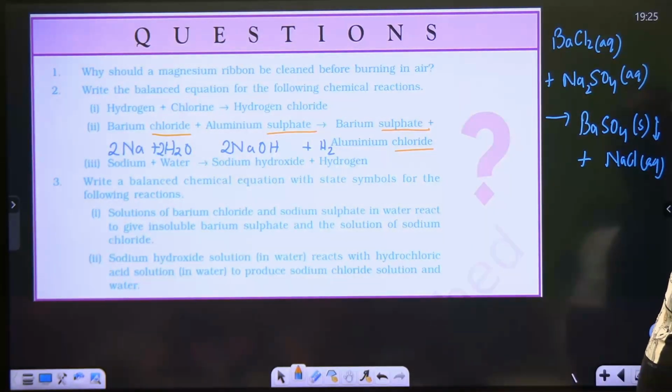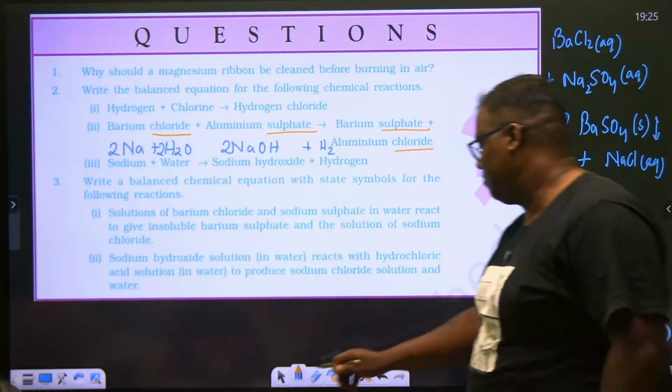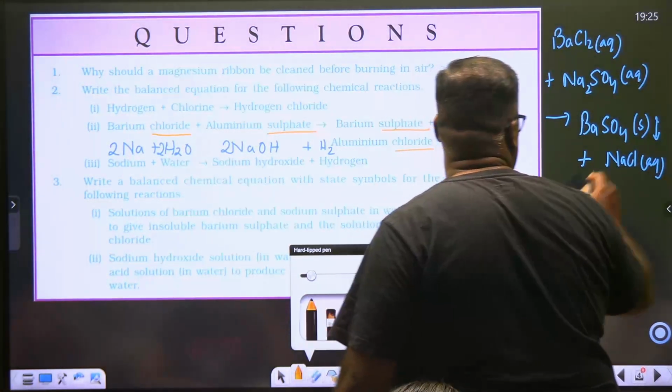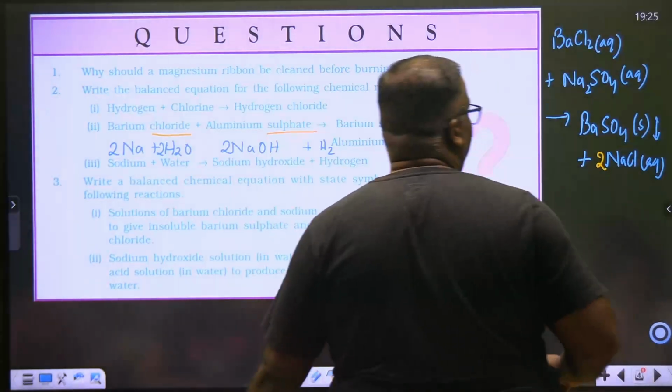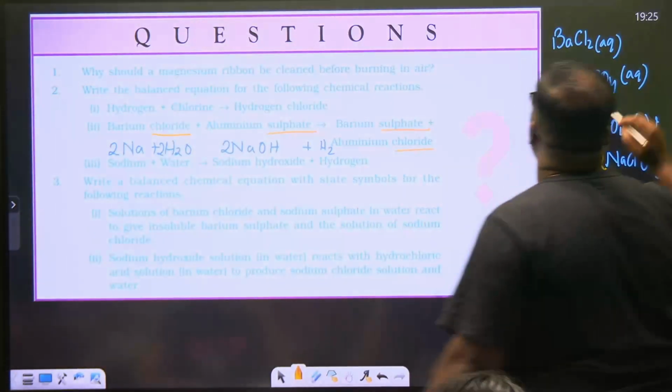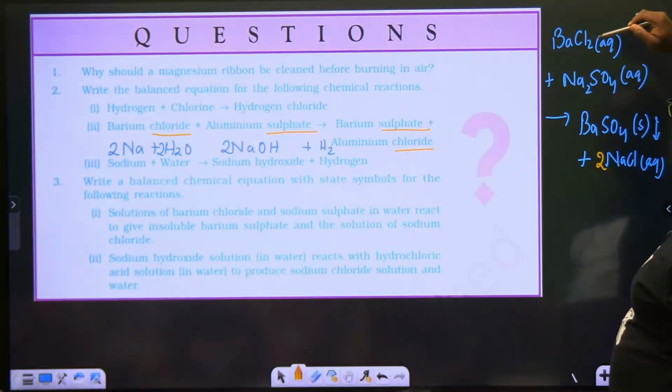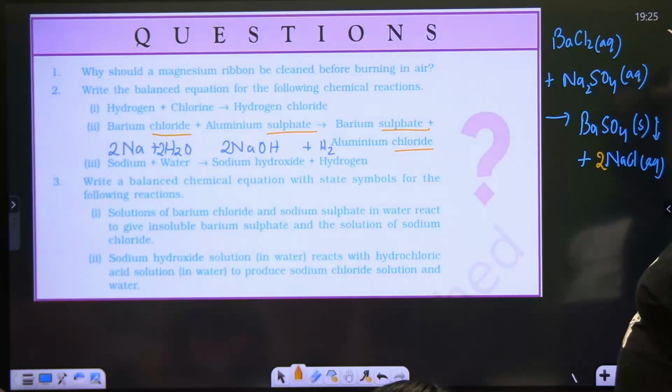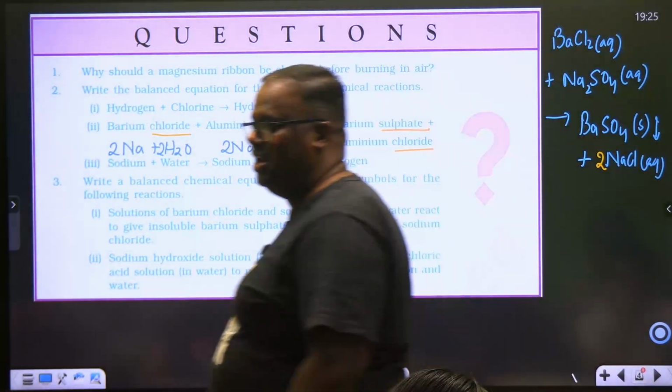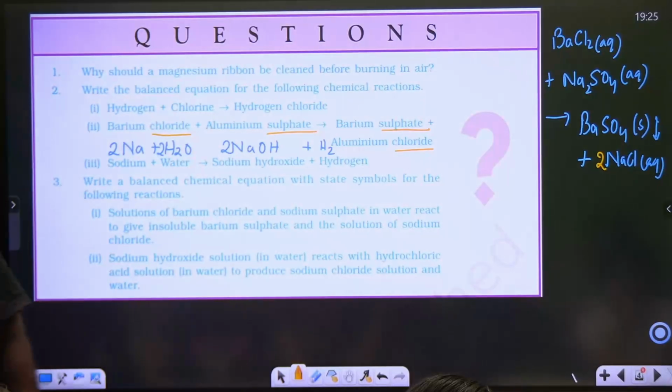So we have to balance. Please balance it. Do the honors. 2 times NaCl and that's it. So let's check. 1 barium, 2 chlorine, 2 sodium, 1 sulfur, 4 oxygen. All correct. All smart chaps. I have huge expectations from this batch.